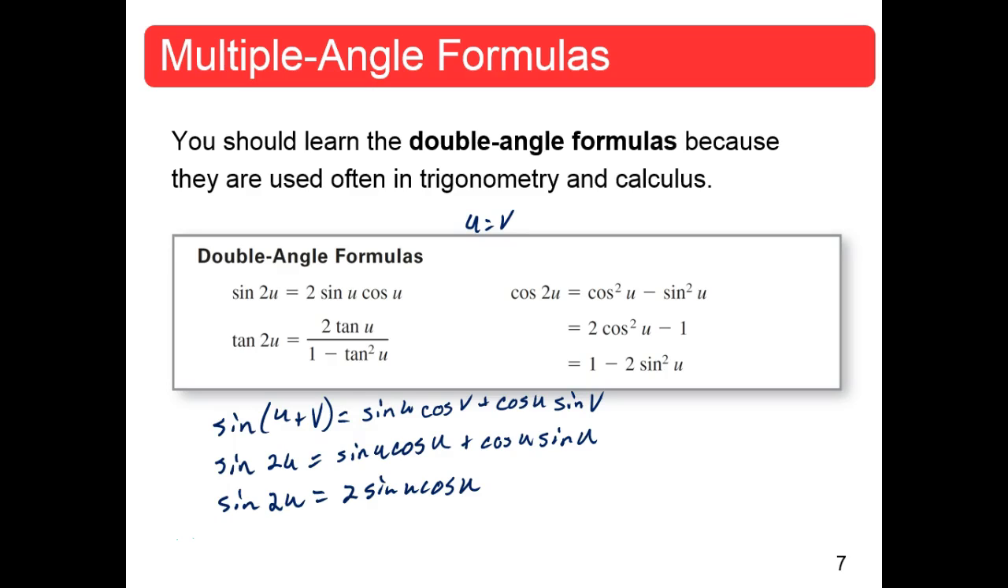Okay? We can do the same thing for cosine 2U. What is cosine of U plus V?